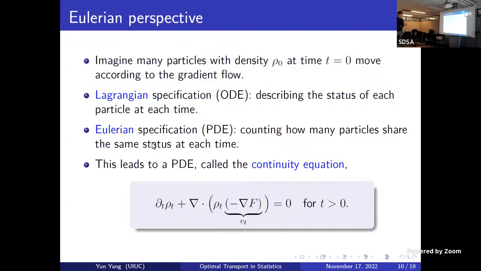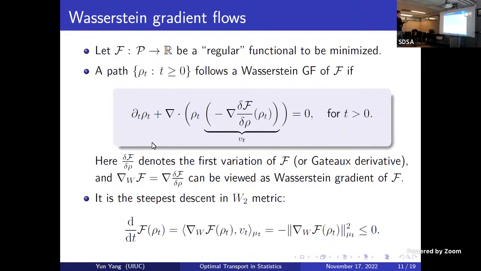It turns out that this particular PDE characterization of the gradient flow is extendable. It can be extended to a general metric space. So in case we're interested in Wasserstein space, this leads to the notion of Wasserstein gradient flow.